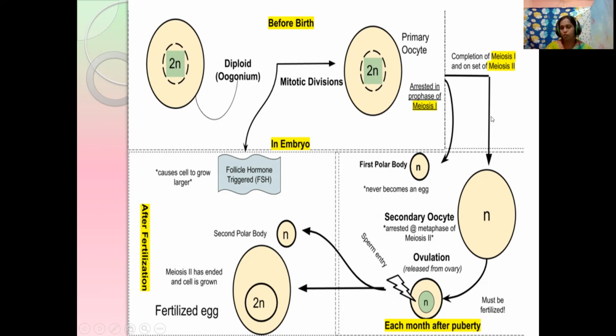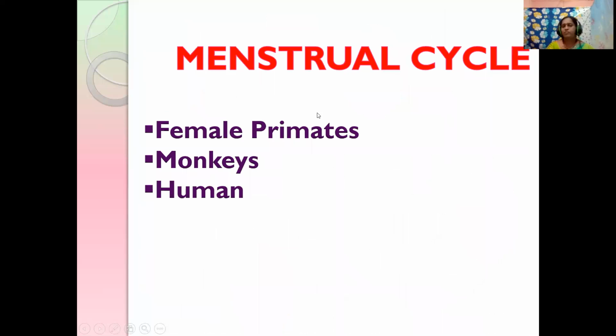It undergoes meiosis 1 and forms the secondary oocyte. This further undergoes meiosis 2, and this releases the secondary polar body and the fertilized egg if there is ovulation; otherwise, if there is no fertilization, it leads to the menstrual cycle. So this is oogenesis. If there is no fertilization, menstruation occurs.